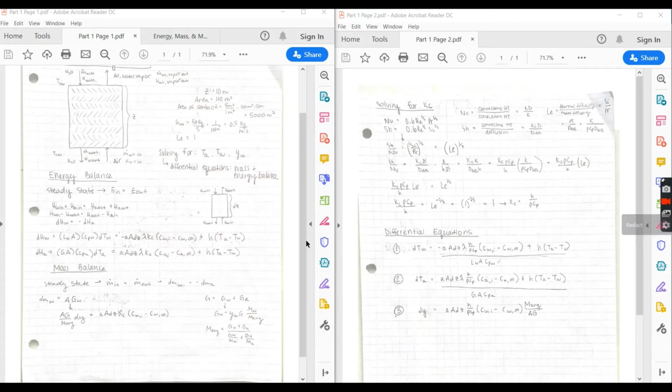However, these can't be used yet because they all include this mass transfer coefficient, Kc. And Kc depends on the film thickness at the interface between the air and the water. And this was not given to us in the problem because it's difficult to measure. So instead of determining Kc from a given value of the film thickness, we need to solve for Kc using the dimensionless numbers that we were given in the problem. So this includes the Nusselt number, the Sherwood number, the Reynolds number, the Schmidt number, the Prandtl number, and the Lewis number.